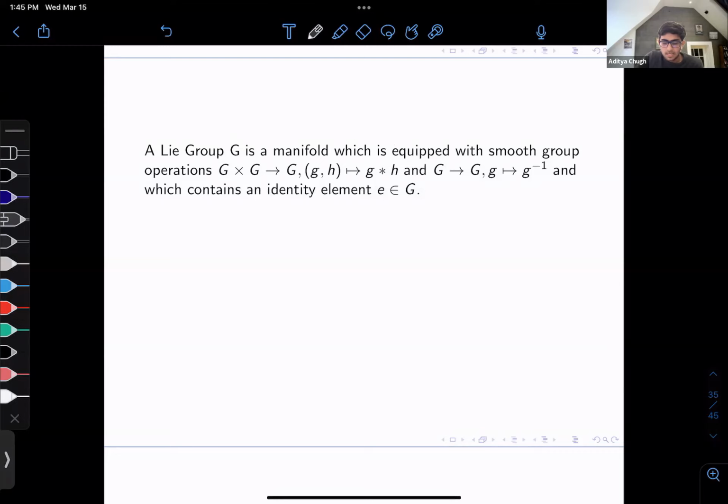And then we also wanted inverses for each of our elements, so that information is contained in this function. And there's an identity element, but we also want these two structures to interact, and that we impose by saying that we want these operations, the binary operation and the inverses, to be smooth, which is we want them to be continuous and maybe even differentiable, with higher degrees of differentiability, and essentially for them to be nice enough.